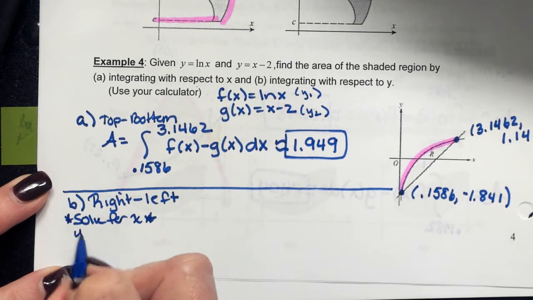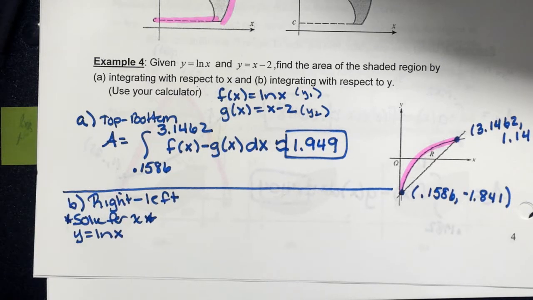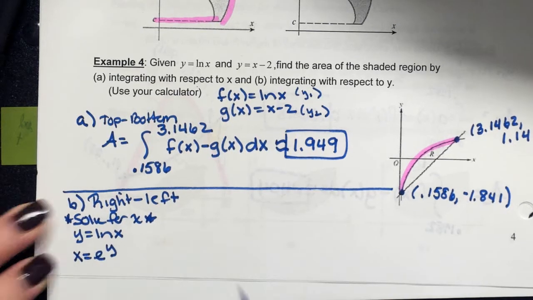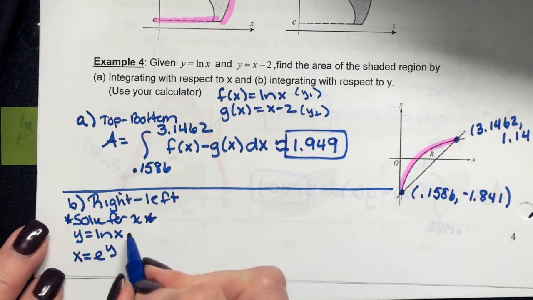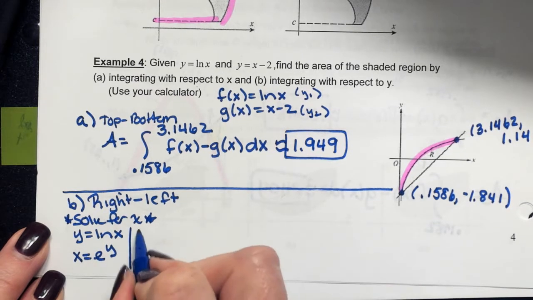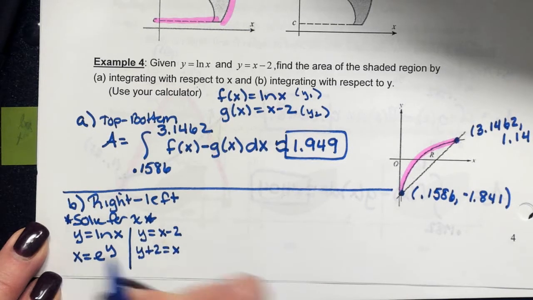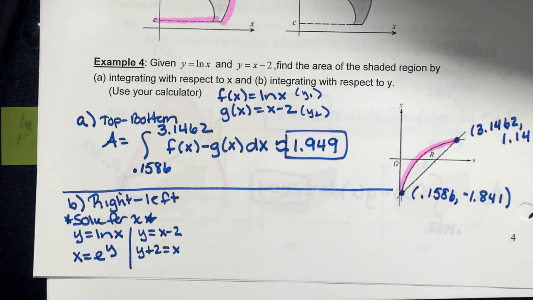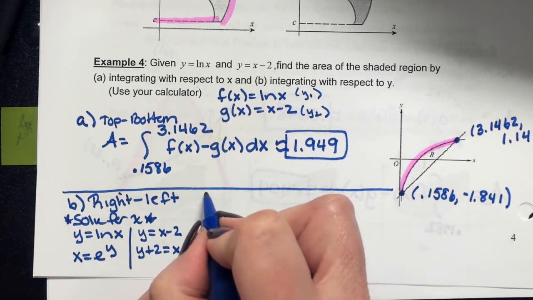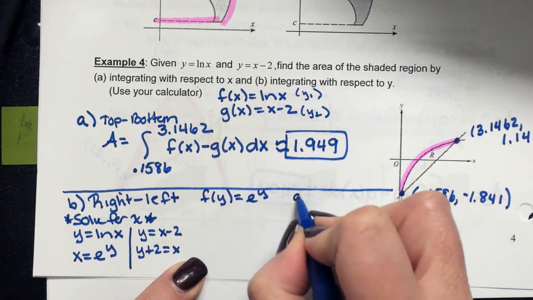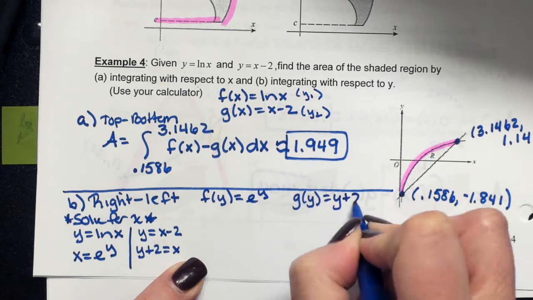So let's take a look first of all at y equals the ln of x. How would I solve y equals ln of x for x? What's that going to be equivalent to? E to the y equals x. So that takes care of my first one. My second one is y equals x minus 2. So again, it's going to be y plus 2 is equal to x. So again, I'm going to call f of y equal to e to the y, and g of y equal to y plus 2.